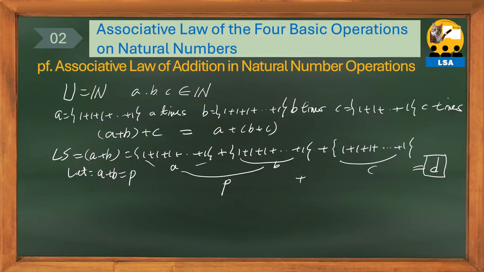We apply the same method to the right side, A plus (B plus C). First, we rewrite the B plus C to be calculated first as the sum of ones. If the total number of ones is Q, then B plus C equals Q.